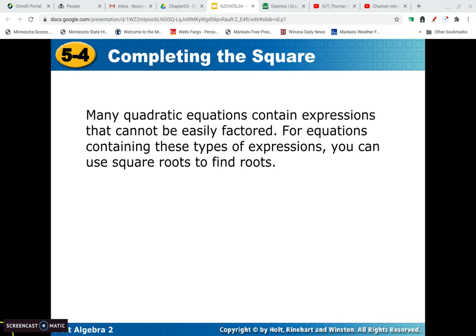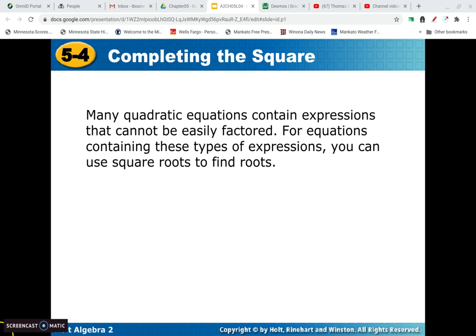All right, we're here in section 5.4. In this section, we're going to be working on what's called completing the square. As you might have figured out, many quadratic equations have expressions that you can't really factor. They don't work to do it that way. And graphing is always a great idea on how to do that.